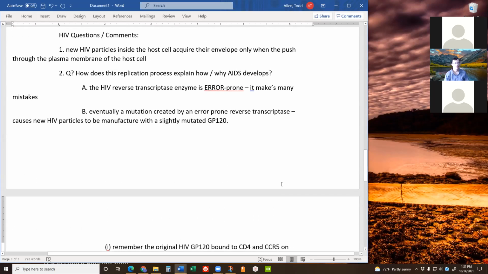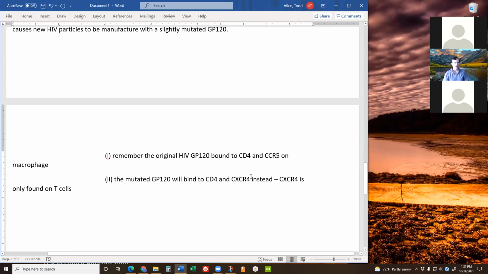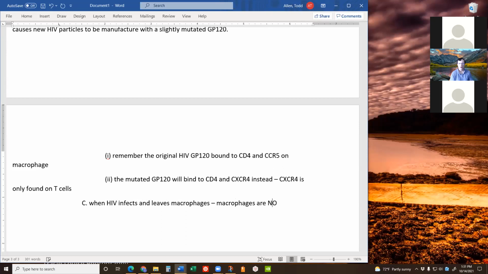All right, so let's see here. Letter C. Okay. When HIV infects and leaves macrophages, macrophages are not killed. So HIV is viable inside the macrophage as long as the macrophage is alive.